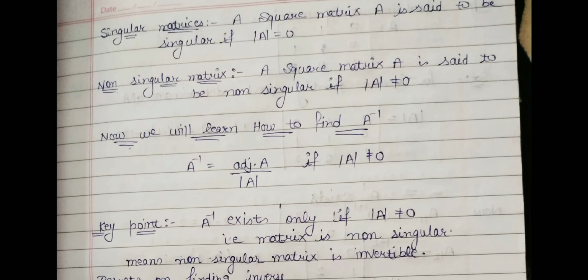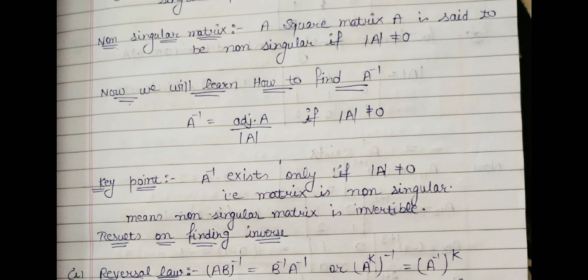A inverse is equal to adjoint of A upon determinant of A, but the condition here is that the determinant should be non-zero, meaning its denominator should be non-zero. A inverse exists only if its determinant is not equal to 0, meaning the matrix should be non-singular. If the matrix is non-singular, then we can find the inverse of the matrix. And a non-singular matrix is called an invertible matrix.